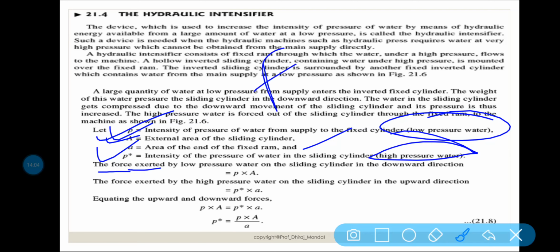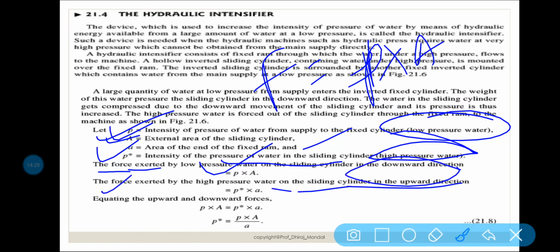So that we can write, that means the force by low pressure water on the sliding cylinder in the downward direction is what? Force is equal to pressure into area. Pressure is the force per unit area, so force is equal to pressure into area. Now if I want to calculate the force exerted by the high pressure water on the sliding cylinder in the downward direction, it is P star into a. So mathematically this equation is equal, isn't it?